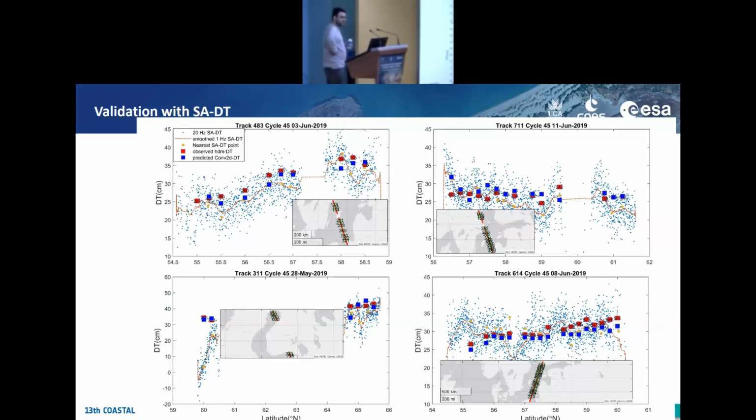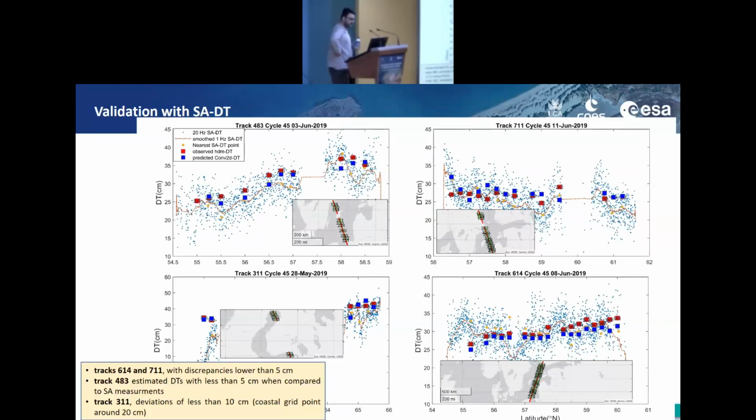As you can see, for tracks 483, 711, 311, and also 614, for cycle 45, we can see that the trends between our proposed model, the forecasted model, the original HTM model, and the 1 Hz DT are consistent, and the discrepancies are mostly around 5 centimeters for all the tracks, except for 311, for one grid point, which is a coastal grid point, where the error is around 20 centimeters.